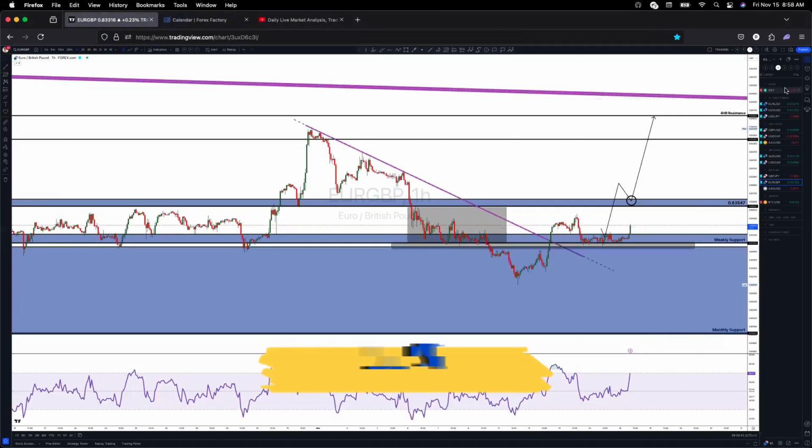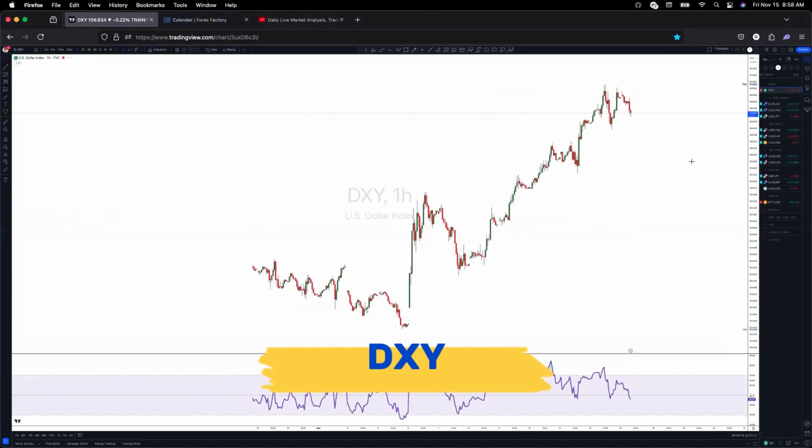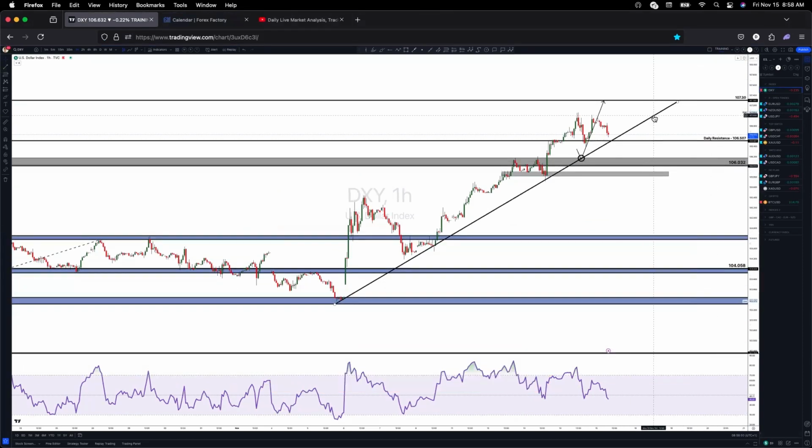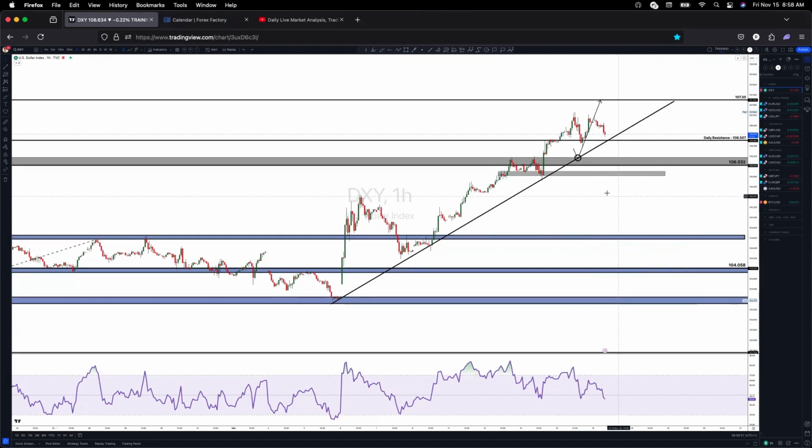So we're going to be kicking off with DXY this morning. As you can see, DXY seems to be pulling back gradually, which is quite interesting. It is very, very interesting. And you might ask yourself, where do we go from here? Now ask yourself, where do we go from here?